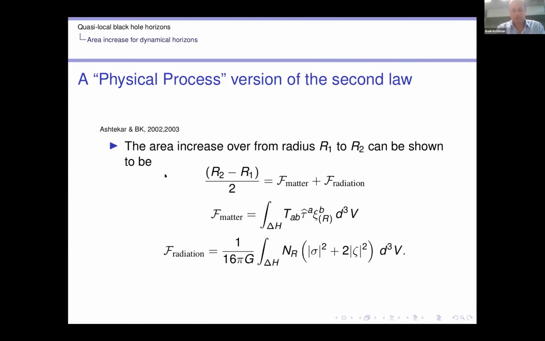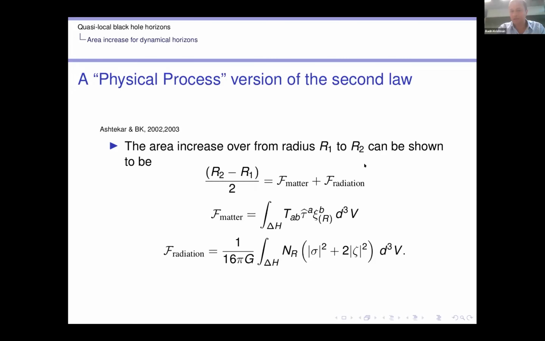This is a result we showed back in 2002 and 2003. What you can do is write the increase in the radius. Again, by radius I mean the square root of area upon 4 pi. So this is an increase of the area, from one time to the other, a change of R from R1 to R2. You can show that it can be written as a sum of two different fluxes: a flux due to matter and a flux due to radiation. So you can write this area increase law in this physical process version, linking it to these fluxes in this precise way, in full exact GR, with no other assumptions and no approximations.